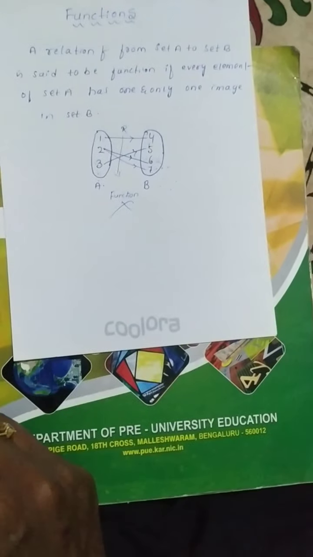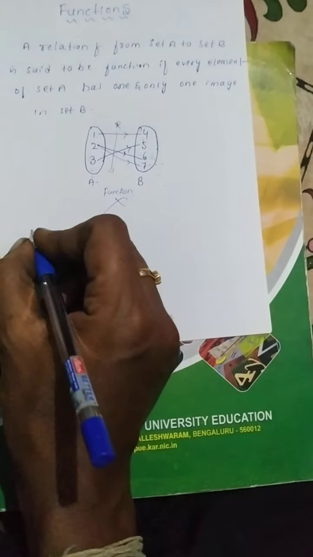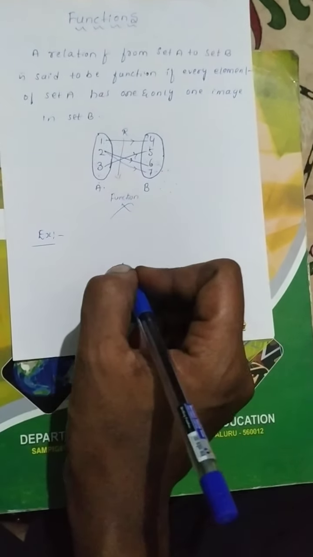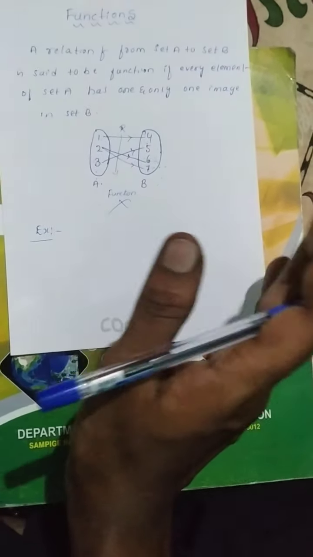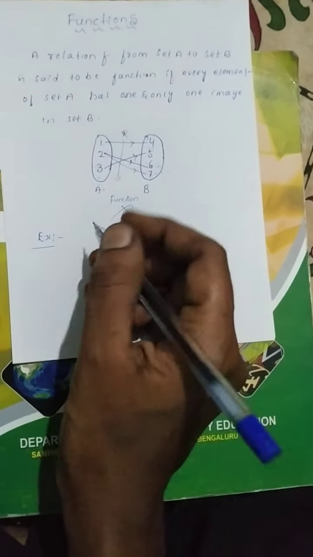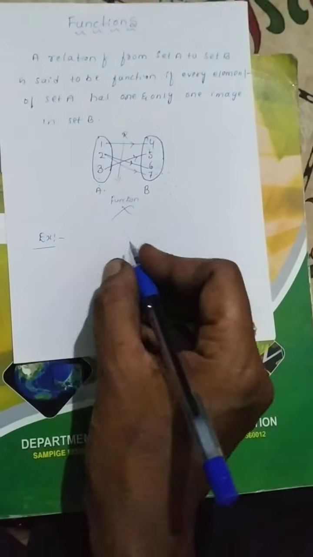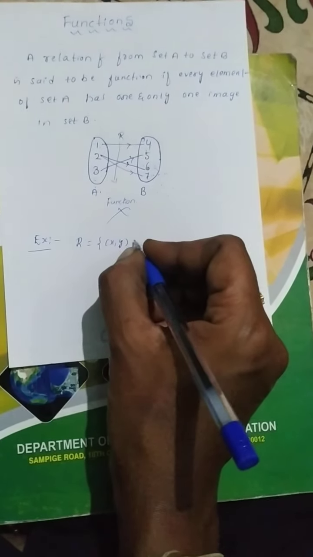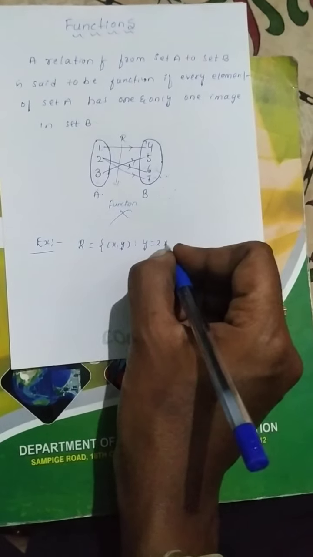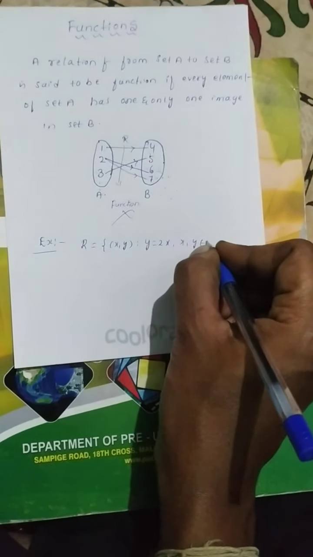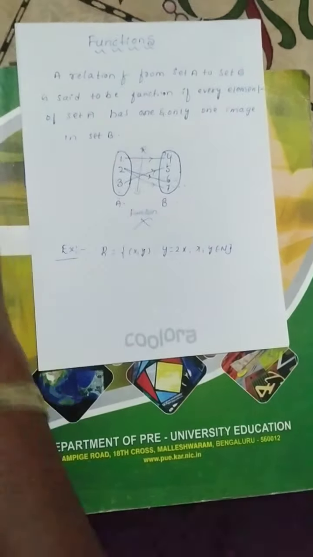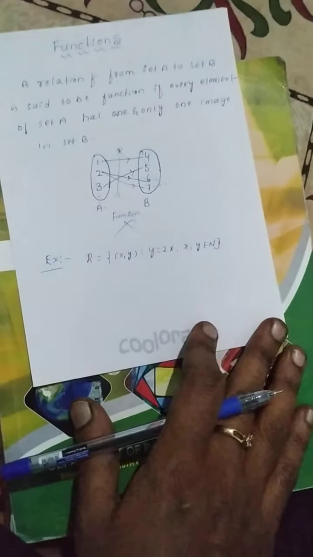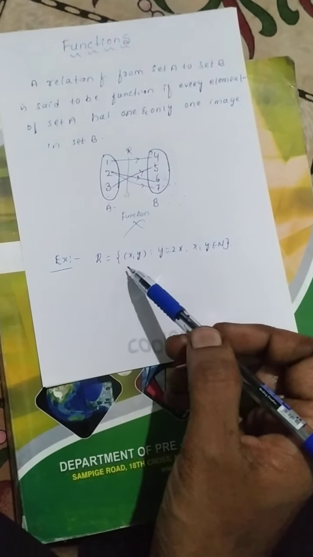Now, I'll take one example and let me clear this definition. Let N be the set of natural numbers and the relation R is defined on the natural numbers such that R is (x, y) where y is equal to 2x, where x and y belong to the natural numbers. The question is whether this relation is a function or not.